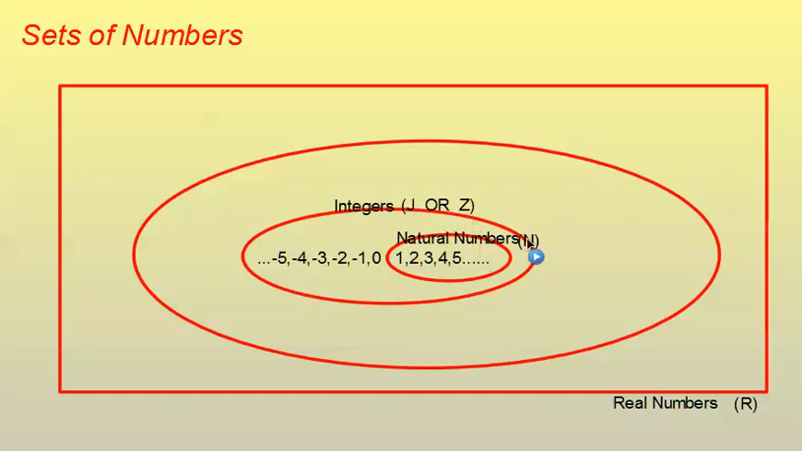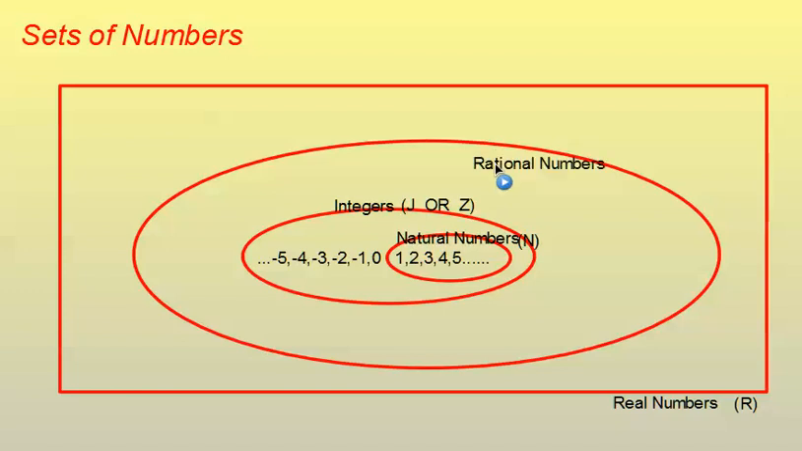The natural numbers made sense, didn't it? N. Real numbers made sense, R. But integers, for some reason, they've given the letter J or capital Z. Now, a set which encompasses those numbers, or includes those numbers plus a whole lot more, is the rational numbers.